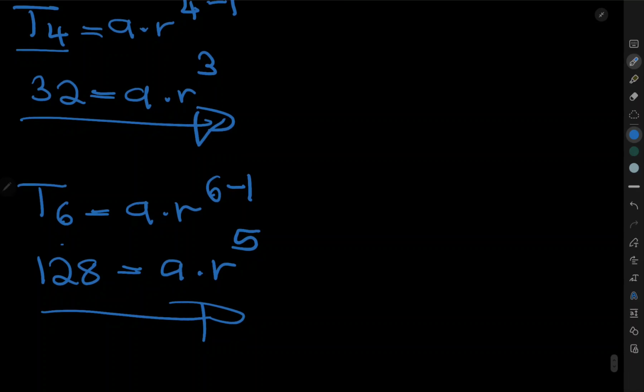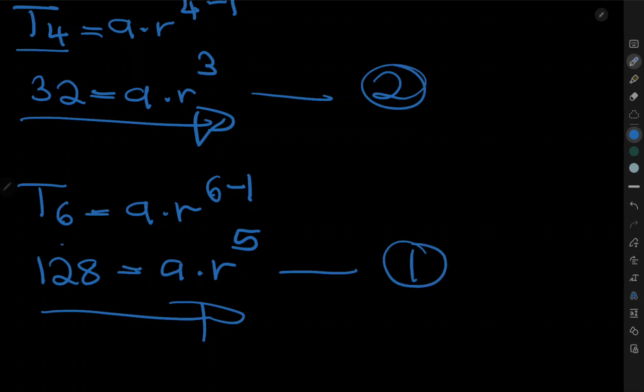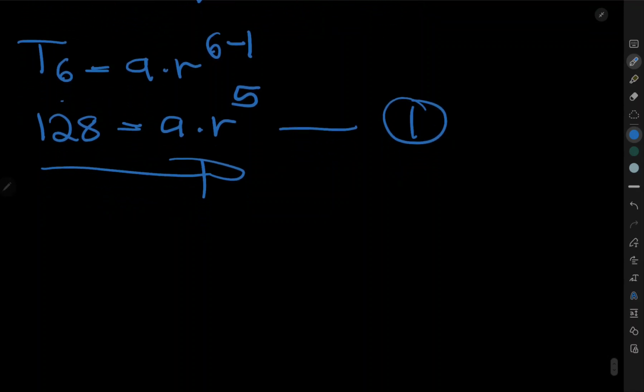If you look at these two equations, I have two unknowns: a and r. In many cases, when we have two unknowns that we need to find, we normally use what we call simultaneous equations to determine them, and that's what we're going to use here, to find the value of a and r and then take it from there. I will use this as my second equation, and this as my first equation.